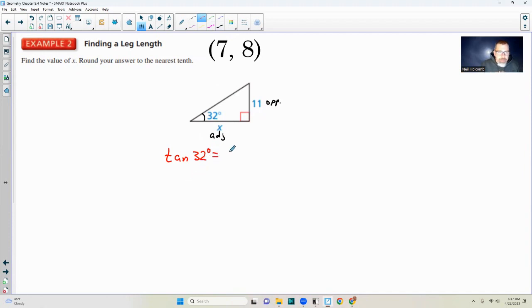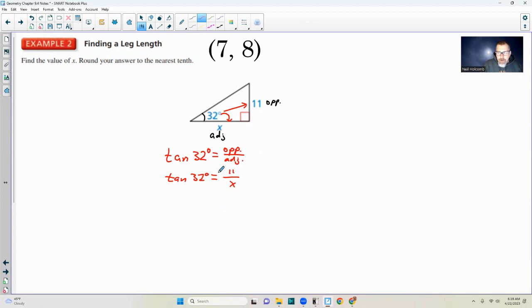opposite over adjacent. So I'm going to write OPP over ADJ. Okay, and that is going to equal, and then we substitute in our givens. Well, the opposite to 32 is 11, and the adjacent to 32 is X. Okay, so I'm going to write tan 32 again. So I still have this equation.